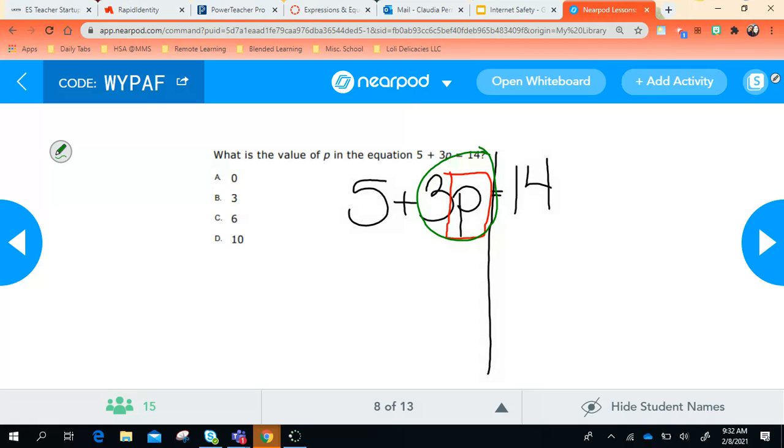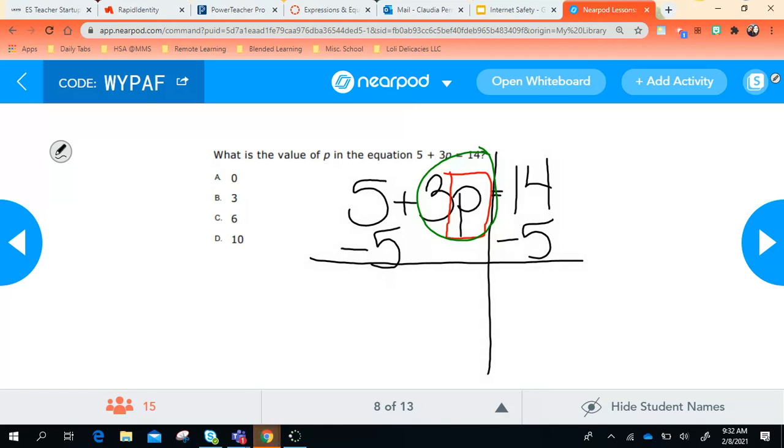We start with what's next to it first. So I have 5 plus 3p. So 5 is 5 being added or subtracted? It's being what? It's being added. So what is the inverse of addition? Subtraction. So I'm going to go ahead and subtract 5. And whatever I do on one side, I'm going to do what? On the other side. So I'm going to go ahead and subtract 5 from both sides.